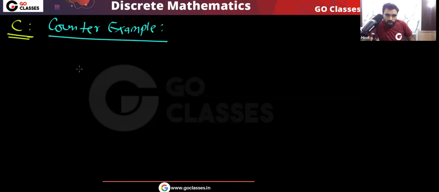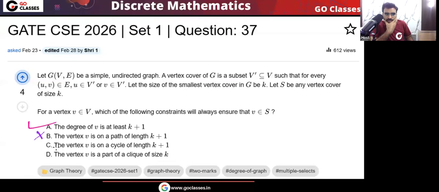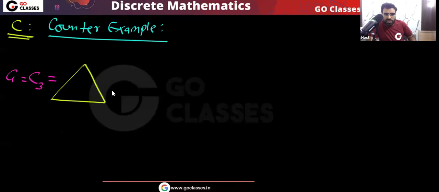You can see for option C, you just take this cycle. What is this? This is your graph G, and this is a cycle on 3 vertices. Option C is saying vertex V is on a cycle of length k plus 1. Now you consider this cycle, it has length k plus 1. You can see what is k here.